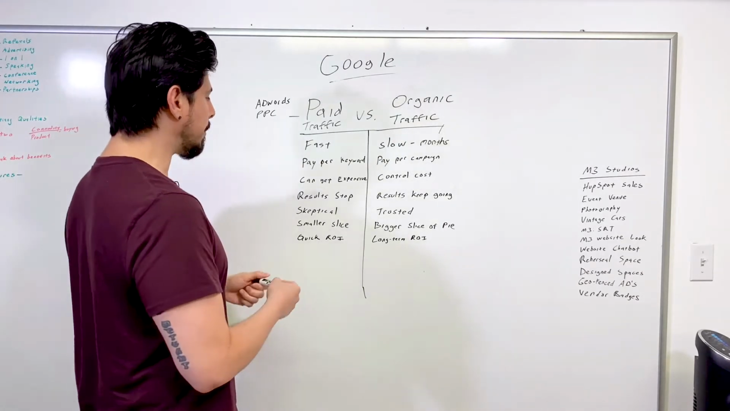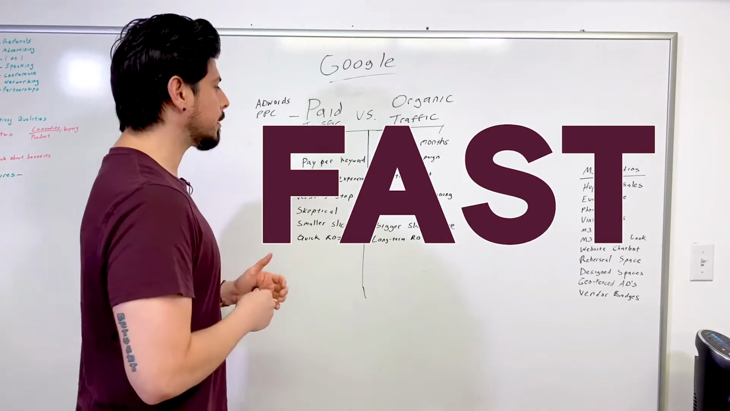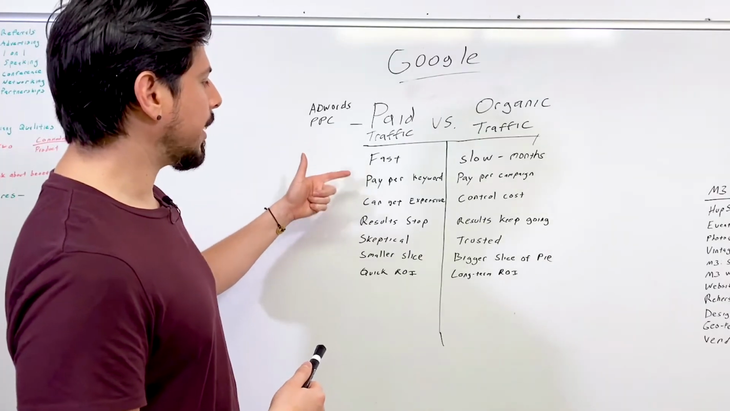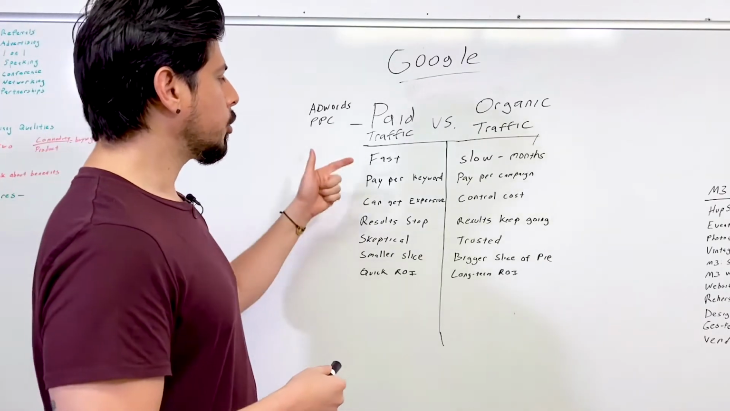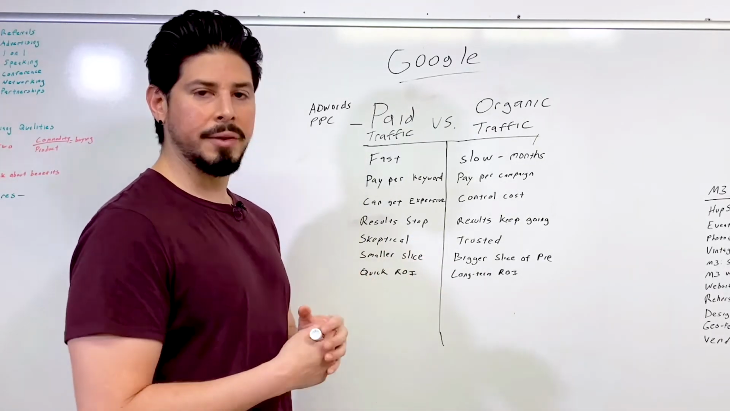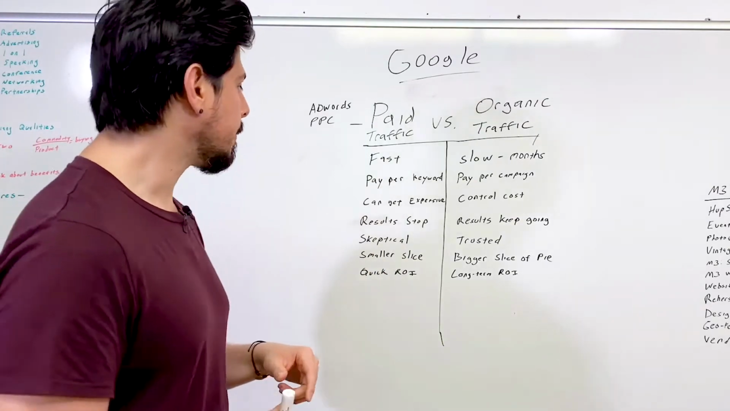Some of the attributes that paid traffic has is that it's fast, very quick. As soon as you start bidding on the keywords or phrases that you want to appear for, you already start showing up for them. You can start receiving some of those visitors and traffic coming to your websites immediately.